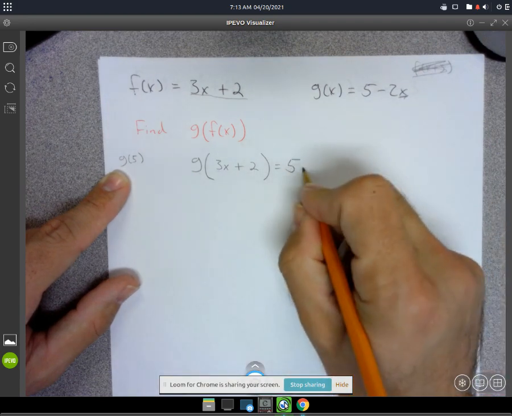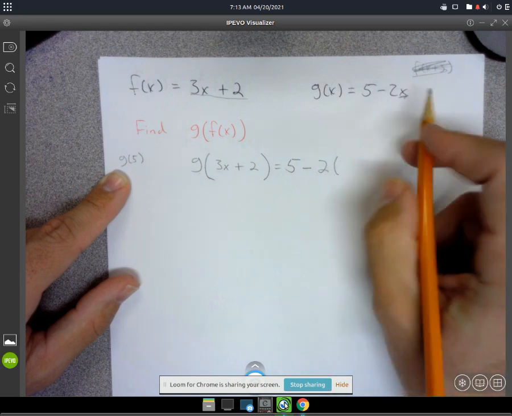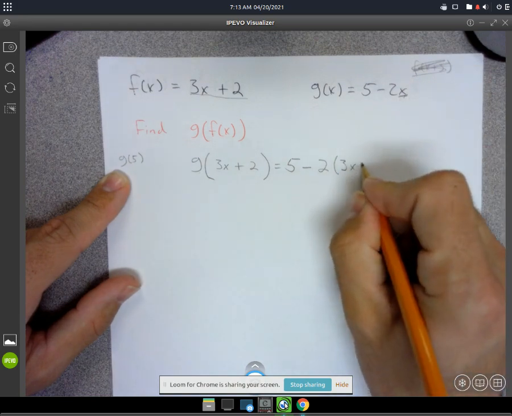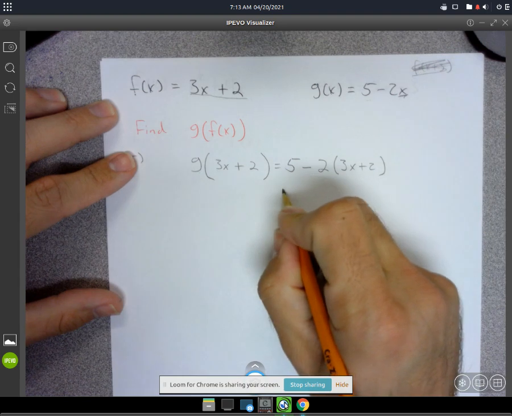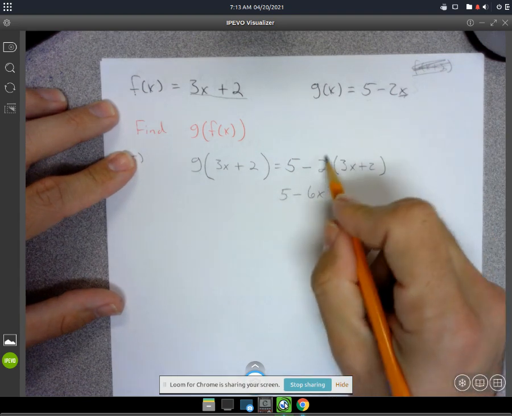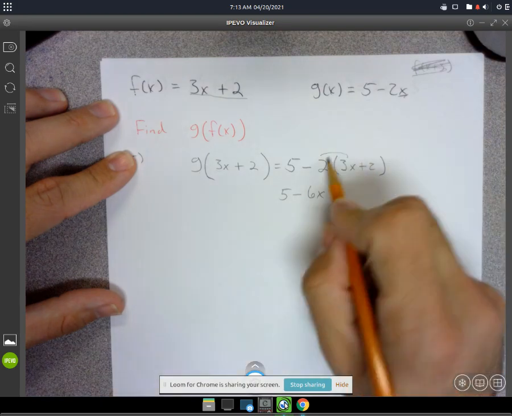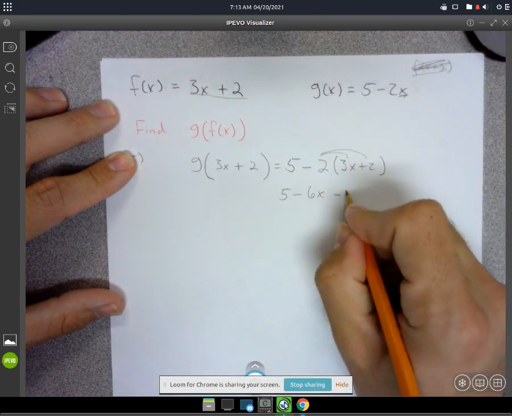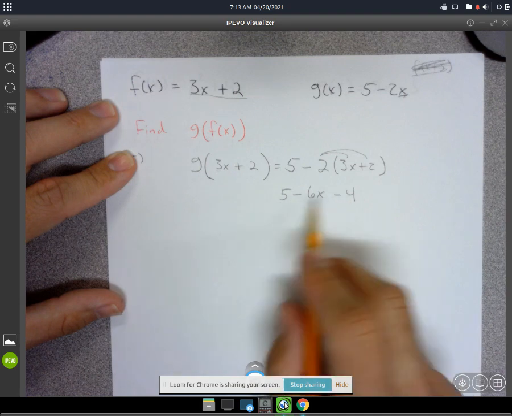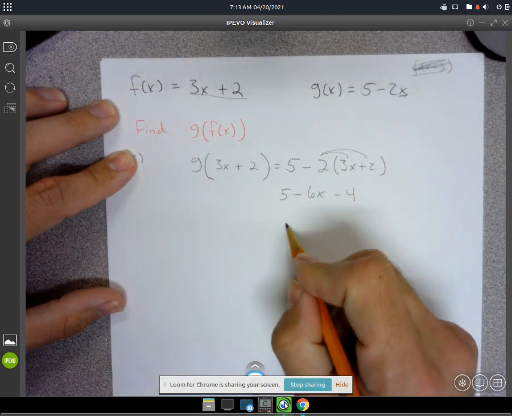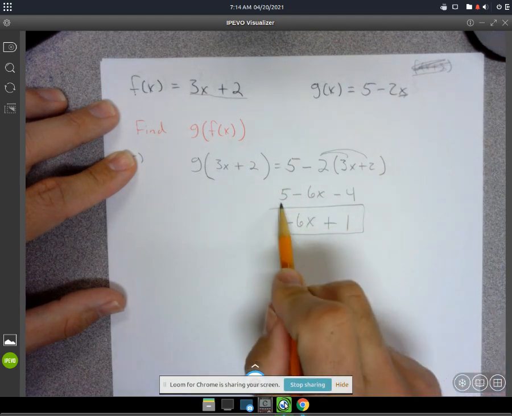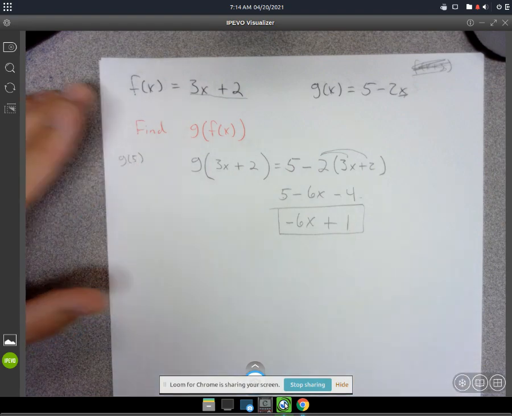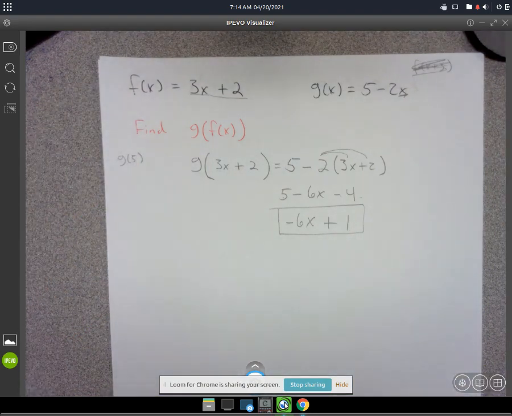So it's going to be 5 minus 2, but instead of an x, you're going to put 3x plus 2, like that. Okay? Now you would just work it out, simplify it. So it's going to be 5 minus 6x. I'm multiplying by negative 2. And then negative 2 times 2, that'll be negative 4. I can combine some terms here. I'll do negative 6x plus 1. Cool. There was a 5 and a minus 4, so that gave me a positive 1. Not too bad.